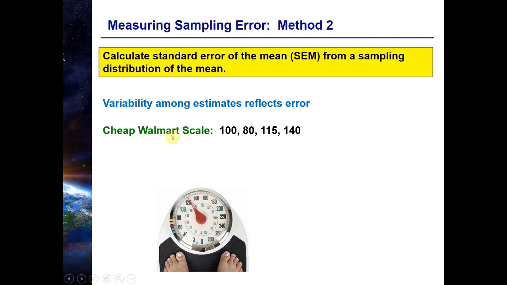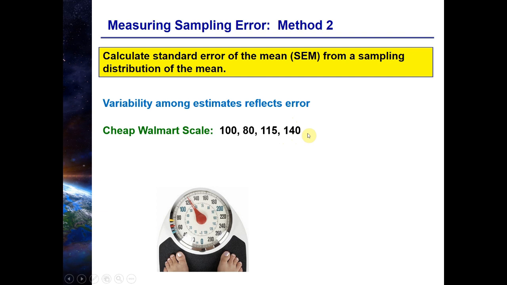So let's say you go to Walmart and you buy the cheapest scale they have, $7.99 rollback special, okay? And you want to know how much you weigh. So you wake up in the morning, you go pee, don't get dressed, don't do anything, just step on the scale, okay? And let's say it tells you you weigh 100 pounds. Step off the scale and get back on right away. And this time it says you weigh 80 pounds. And then step off, step right back on, and this time it says you weigh 115. And then for the 4th time, you get off, get back on, it says you weigh 140.